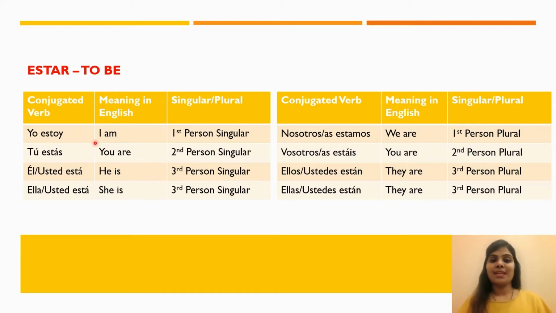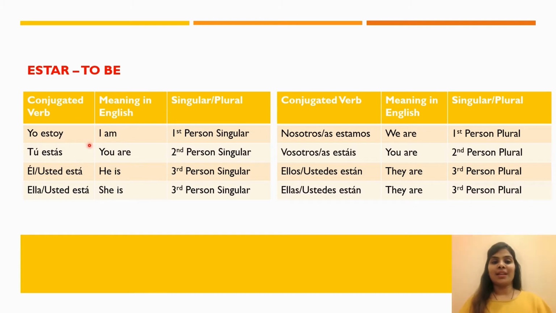Yo is I. Tú is you. Él or usted, he or you. Ella or usted, she or you, formal. Nosotros, nosotras, we. Vosotros, vosotras, you. Ellos, ustedes, they or you formal for a group of elderly people. Ellas, ustedes, they. Now, let's get started with the conjugation.